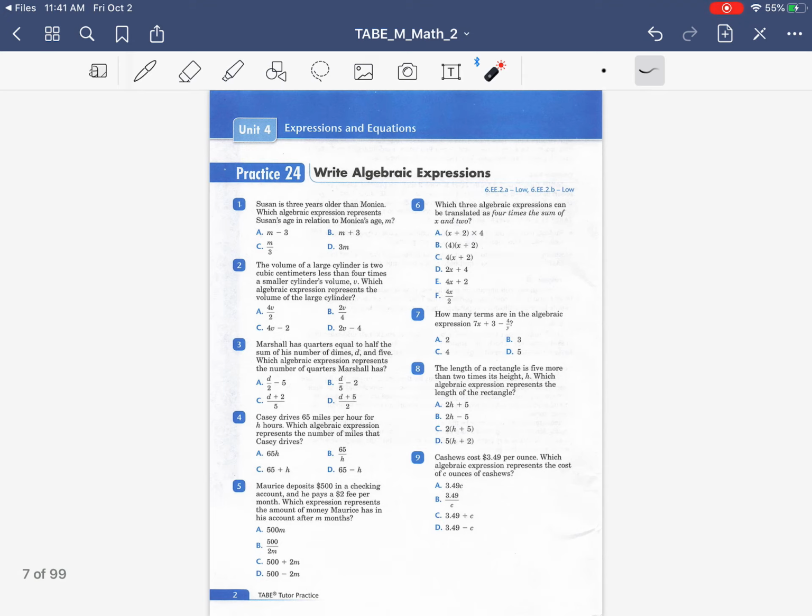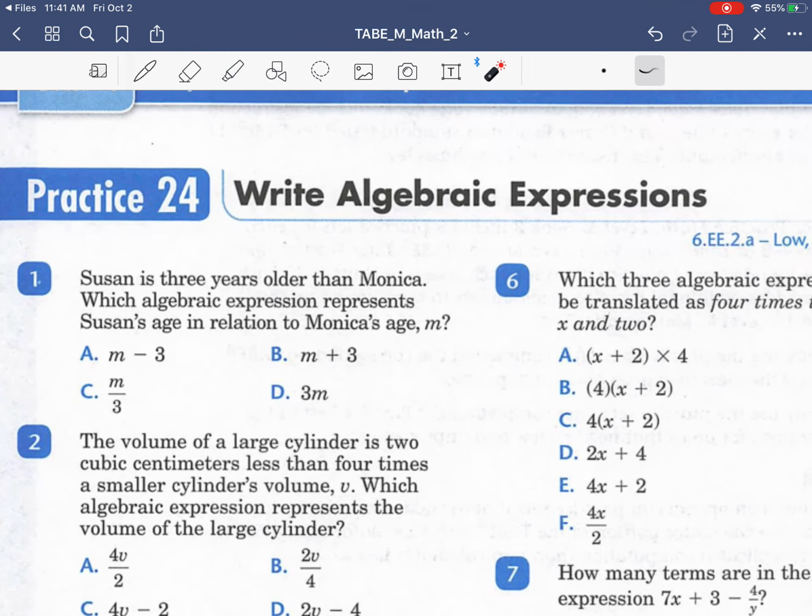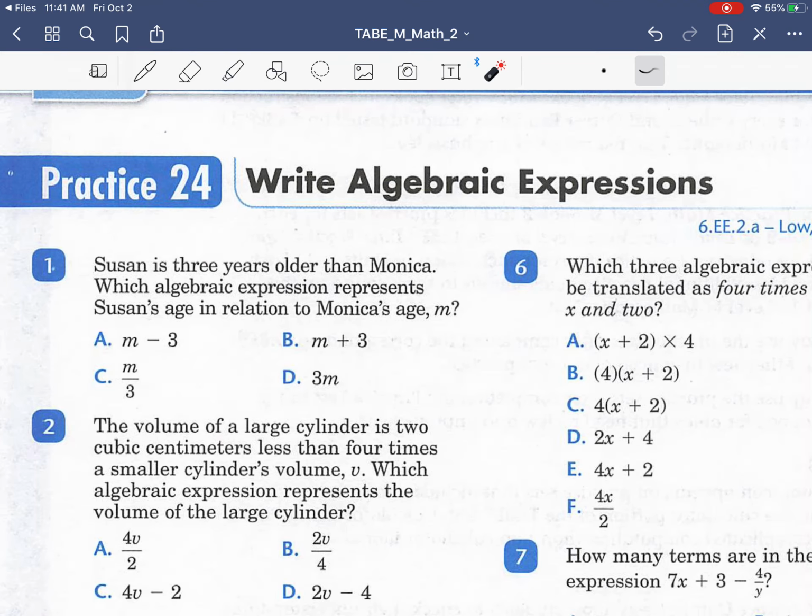If you have not watched the instructional video for this lesson, please make sure you do that. I want you to stop this video and make sure you have seen that instruction. It's very important. We are writing algebraic expressions. Now, we learned in our vocabulary that expressions have no equal signs. So I would not expect to see equal signs in my answers. If I did, those would be equations. So we are setting up algebraic expressions.